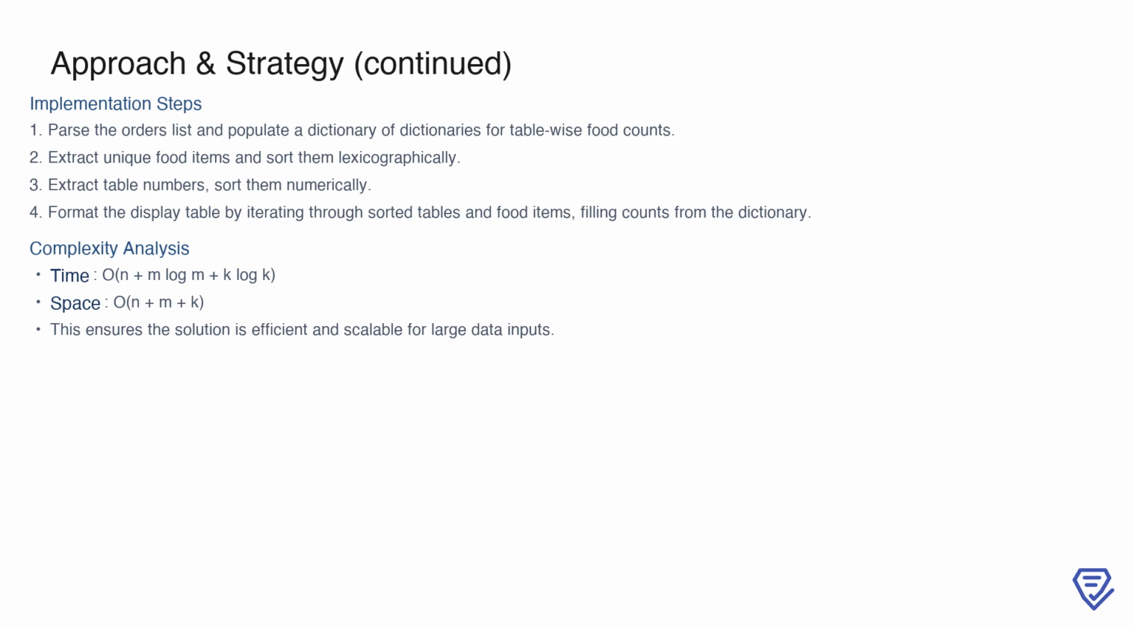In terms of complexity, the time requirement is O(n + m log m + k log k), which accounts for parsing the orders, sorting the food items and table numbers, and constructing the table. The space complexity is O(n + m + k), covering the storage of counts and the unique items. These complexity considerations demonstrate that this solution is efficient and scalable, making it well-suited for handling large datasets while maintaining clarity and precision in the implementation process.